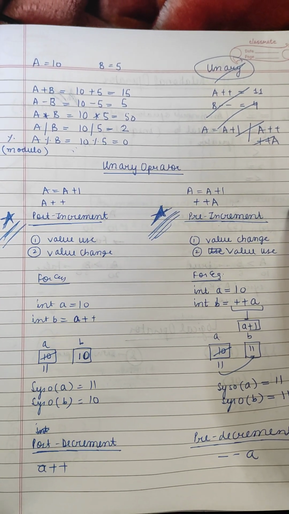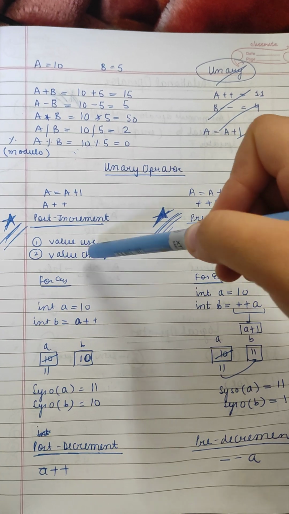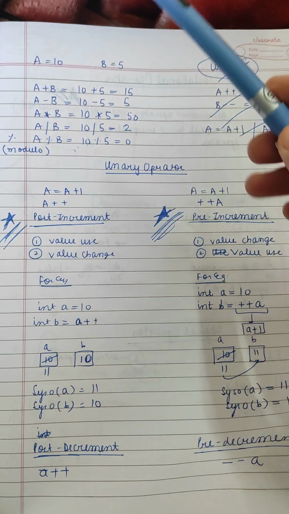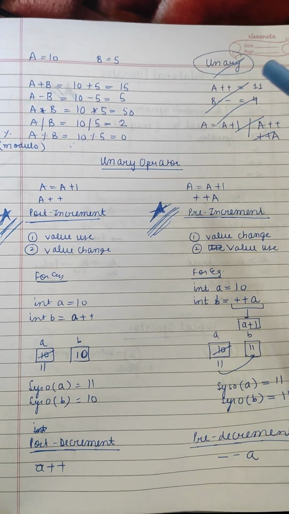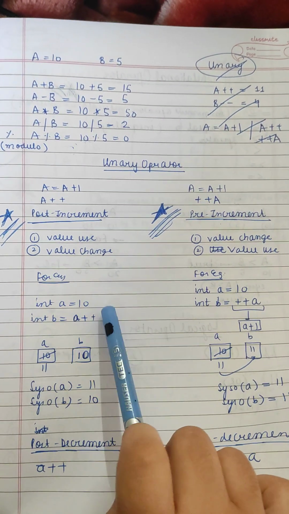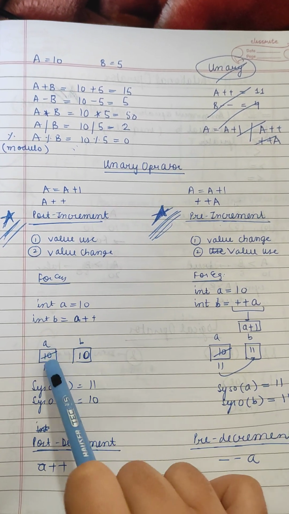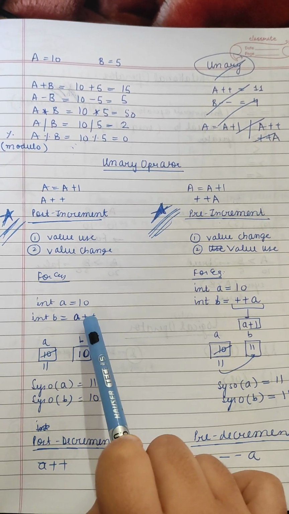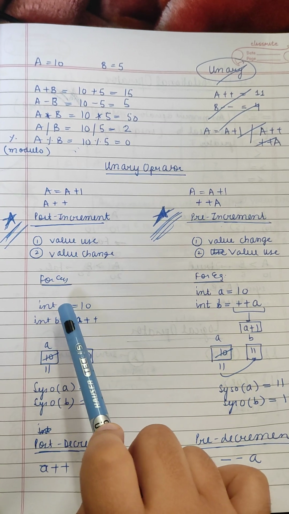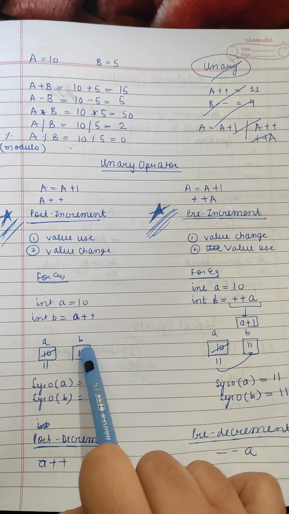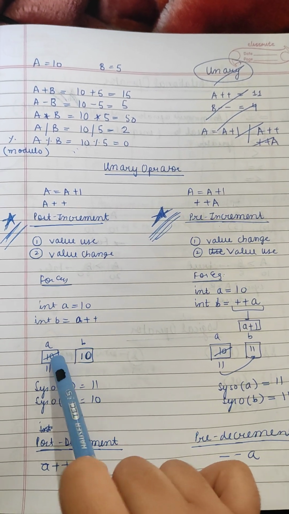We can learn this with the help of two things: value use and value change. We can imagine this with the help of an example. If we have int a is equal to 10 and int b is equal to a plus plus, we make two boxes, a is equal to 10 and b is equal to a plus plus. a plus plus means first you transfer the value of a to b, we transferred the value of a to b, and then a is incremented, not b.